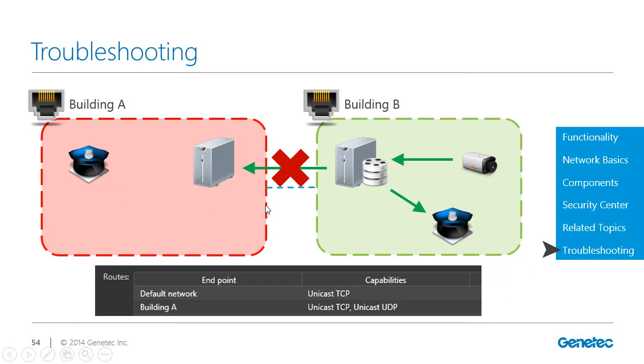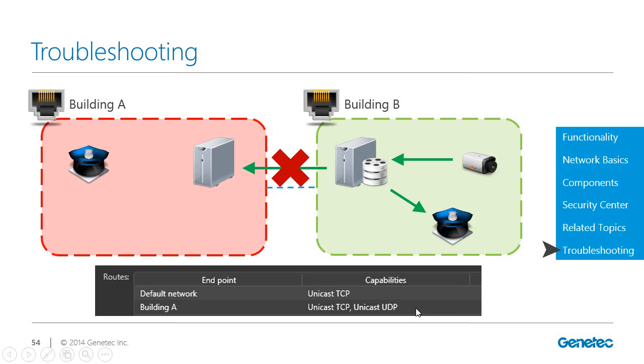Looking at this visual here, we can see that the weak link may be here, the route between the source and destination networks. Take a look at the route table for one of the networks, either the source or the destination. Now make sure the network itself can handle whatever capabilities have been set in the route between these two endpoints.